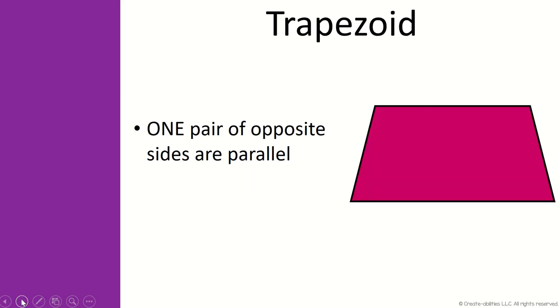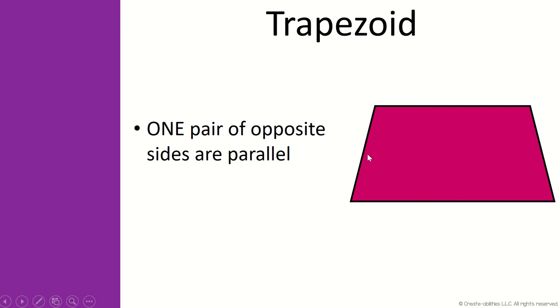Okay, the next page is a trapezoid. You only have one thing to write for a trapezoid. It has 1 pair of opposite sides that are parallel. So for a trapezoid, you can see the top and the bottom lines are parallel. They are the same distance apart from each other, and they're going in the same direction.